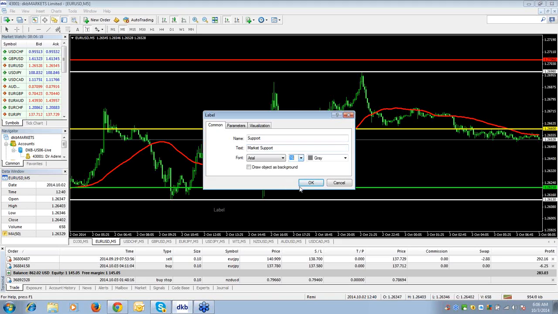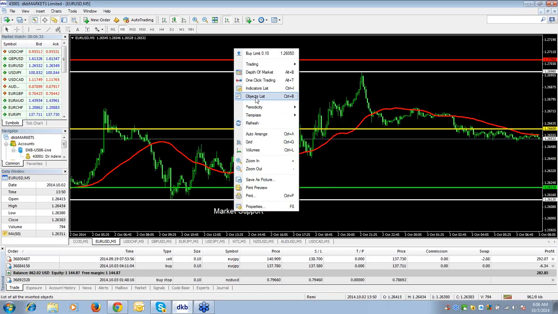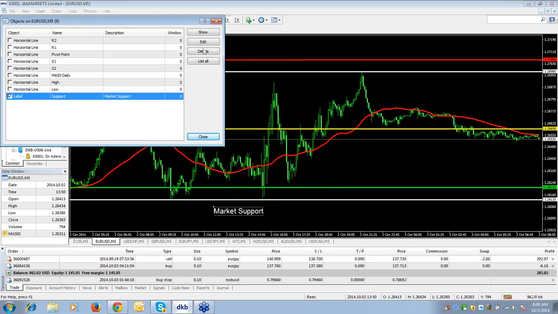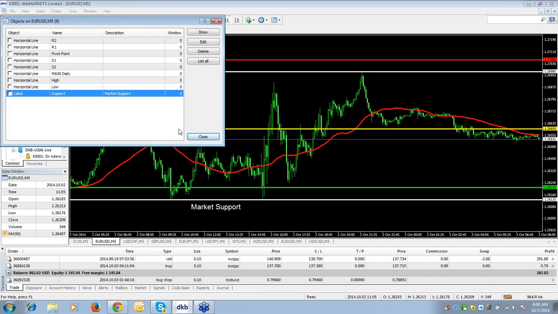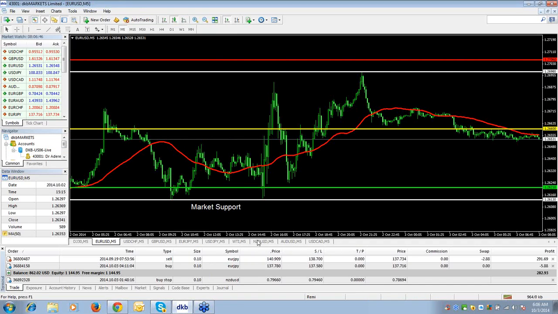Let's make that a bit bigger. Okay, so that's the market support. There we go. So the market has formed the market support. So potentially we could use that to trade when the reports come out. So we've now identified the market itself has formed a market support.